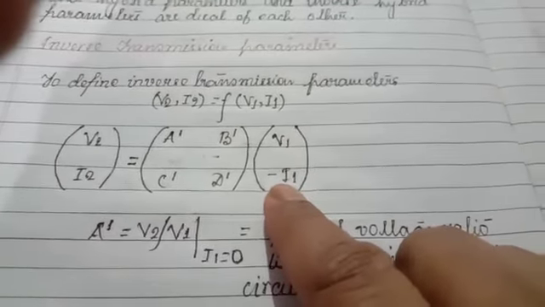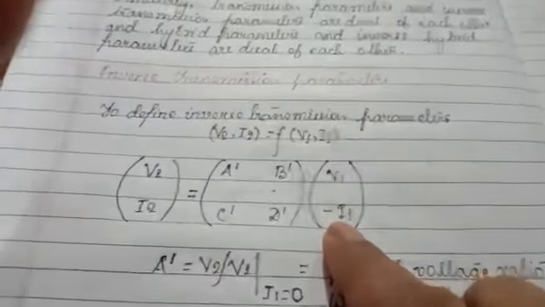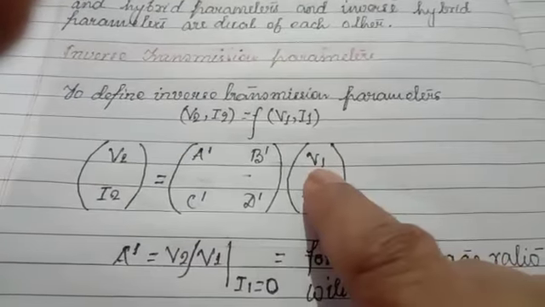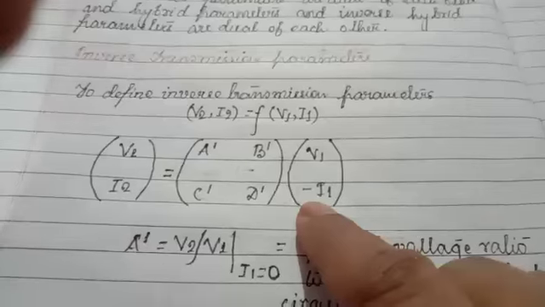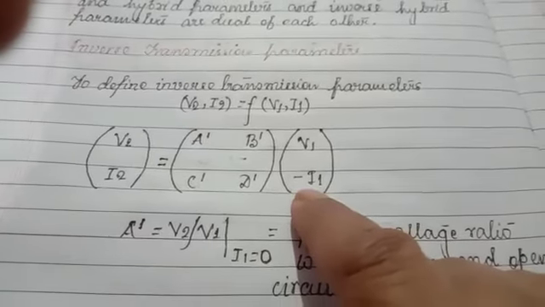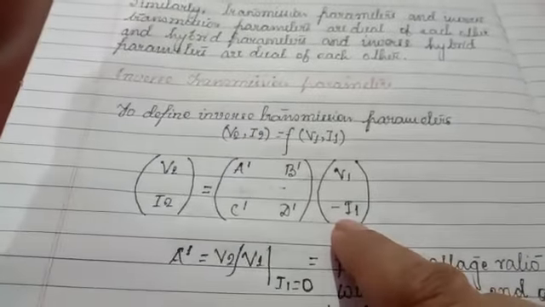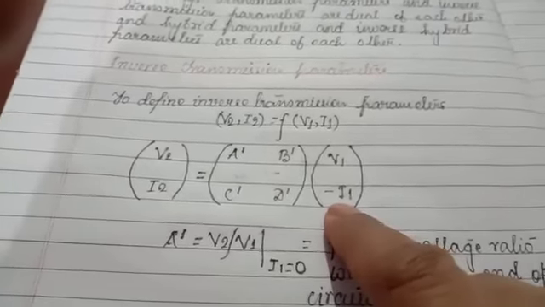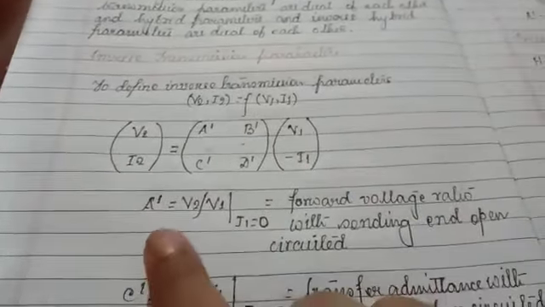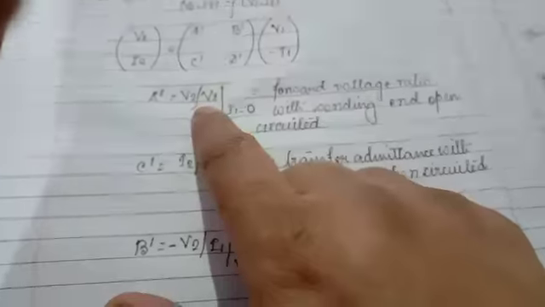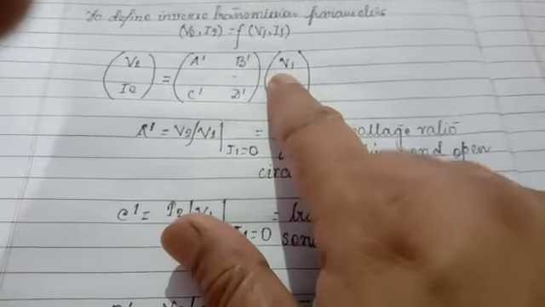Exactly in the similar way we define transmission parameters, where these quantities were V2 and minus I2. Minus I1 means the port 1 current is leaving the terminal, right? So these parameters are defined.